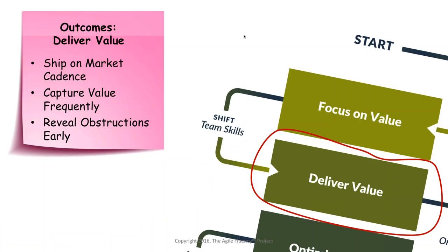And this zone is called deliver value. In deliver value, teams now need to not only be able to work according to what is the next most valuable thing, but also ship bundles of that in such a way that the market can consume them, wants to consume them, and has the capability of consuming them. So, for example, many teams that are developing web services might need to deliver multiple times a day.